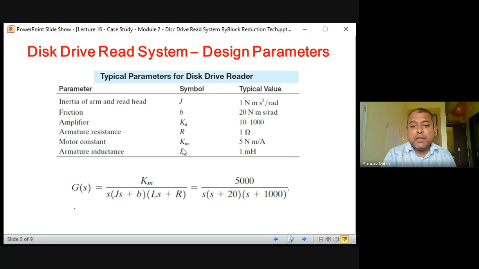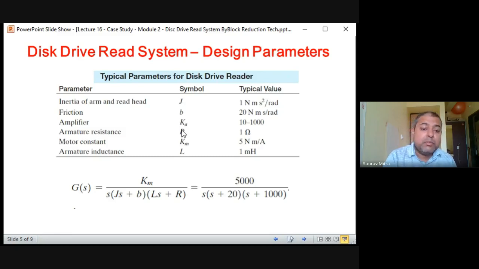Motor constant Km. The motor is a mechanical part, so there are a lot of other losses, and together there is a factor in the motor that is given as Km, 5 Newton meter per ampere. And this is the armature inductance. The armature coil has resistance and it has an inductor as well, so L and R are in series. L is the armature inductance, Km is the motor parameter, R is the armature coil resistance, and K is the amplifier gain, which we can select. If we want very high output from the head, we can take K almost equal to 1000. So we can play with this gain.